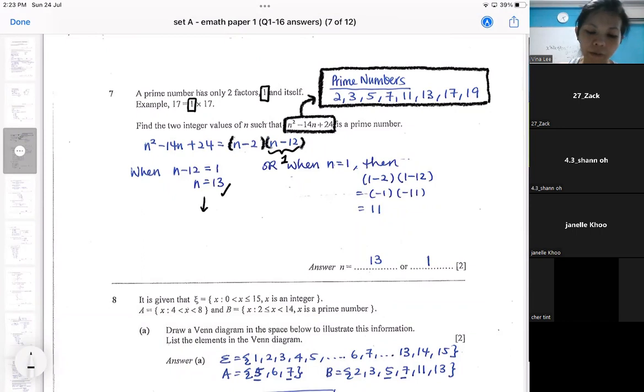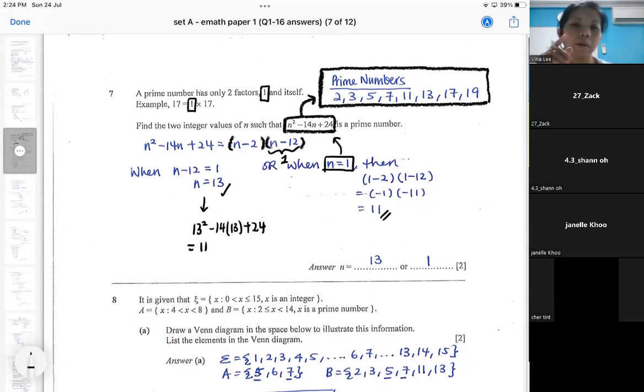And you could have checked this to make sure that you also get a prime number in the end. So you could have punched it in and made sure that you got a prime number. So I got 11. Another one will be, what if I use n equal to 1? I put in n equal to 1, I also get 11.